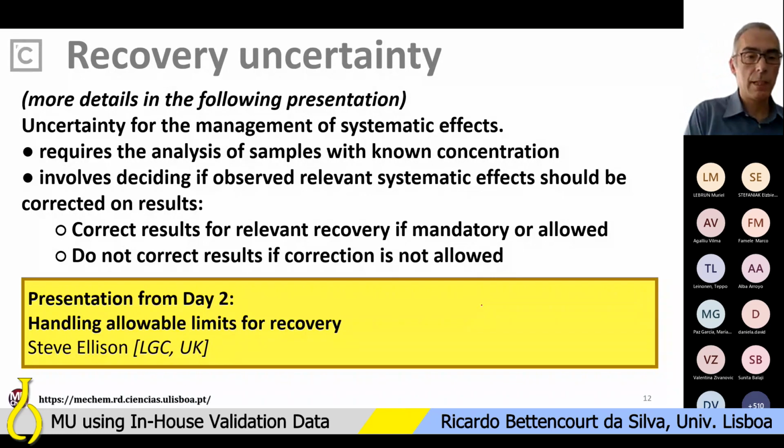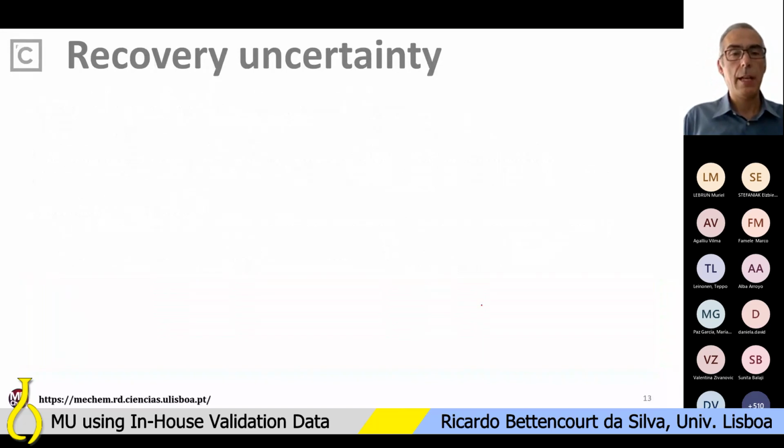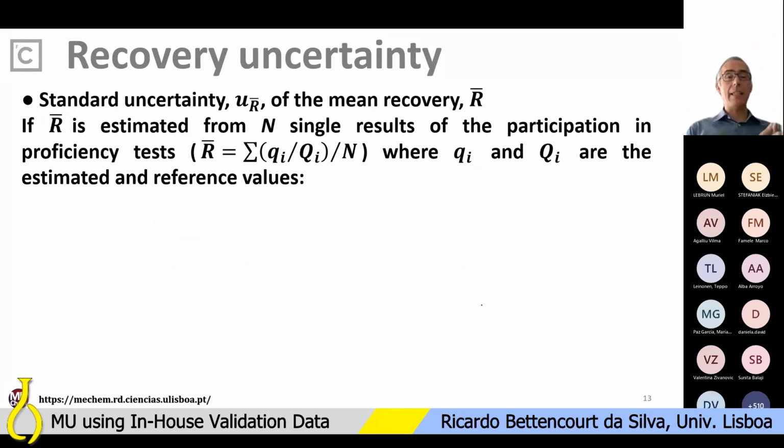Tomorrow we'll also discuss how to handle allowed limits for recovery. That is also relevant, the management of this recovery uncertainty. Okay, but let's give an example of how this can be done. The example that I'm presenting to you is the case where the mean recovery, or your systematic effect, is assessed from n participations in proficiency tests, okay?